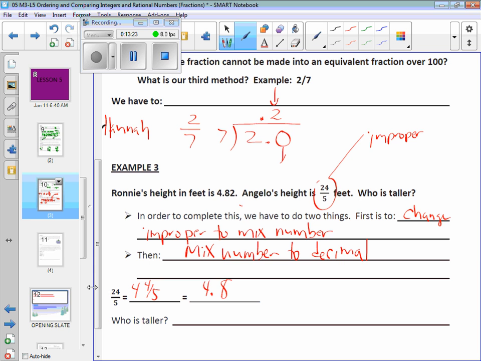Okay, so now who's taller? 4.82 or 4.80? I'm going to add that extra 0 in there just so you can compare. Who's taller? Ronnie's taller. Okay.